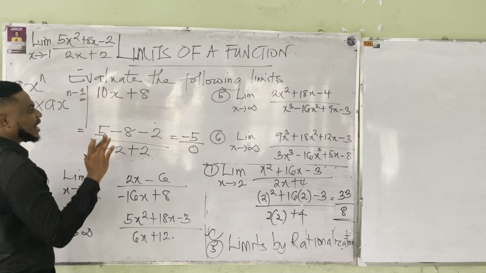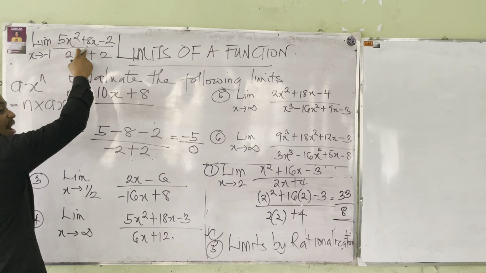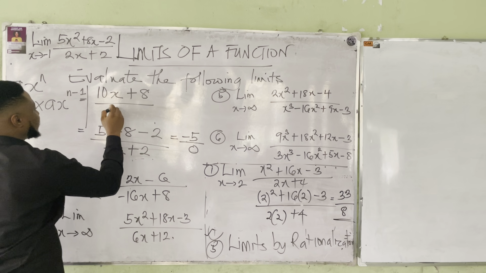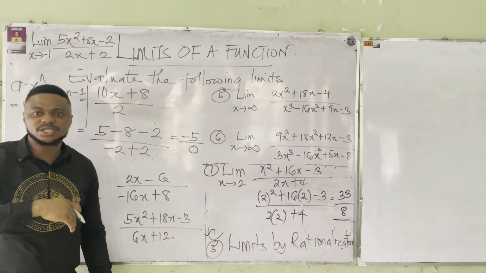So it means that we have 10x plus 8 divided by, let's do the same thing here, 2x. x does not have a power, right? We discard x, so our answer is 2. This 2 you're seeing here is a constant, so it is what?